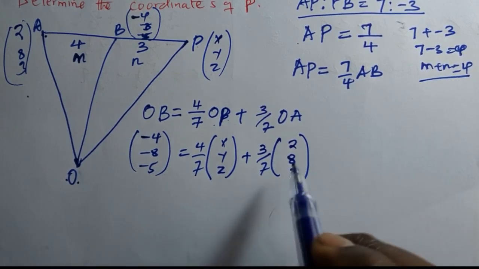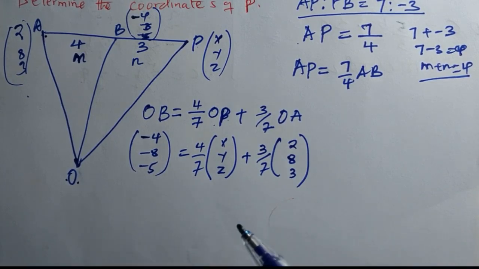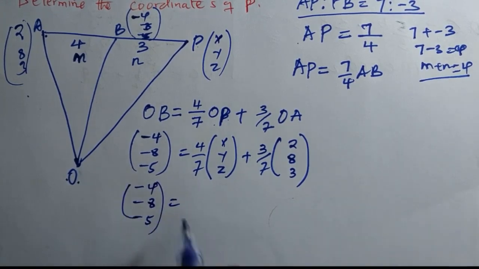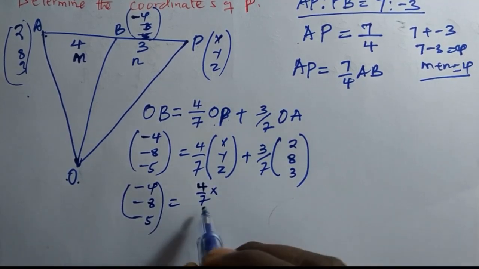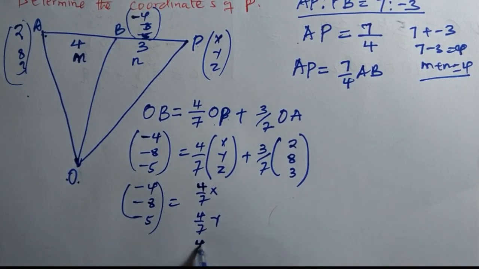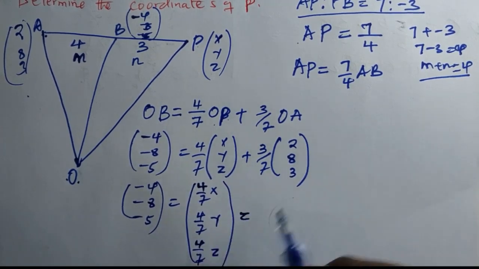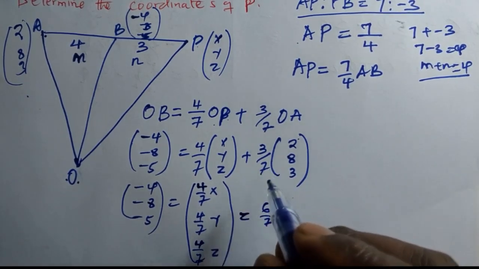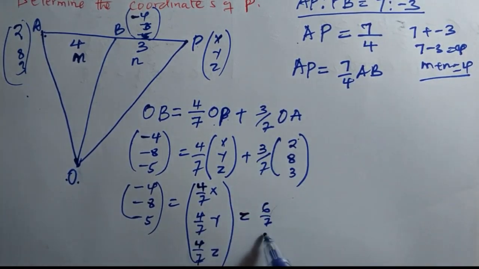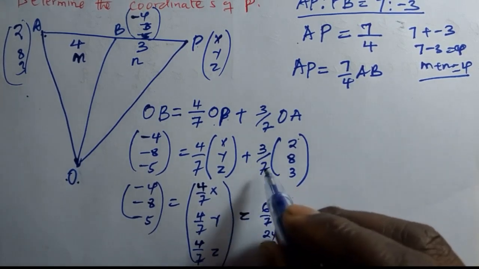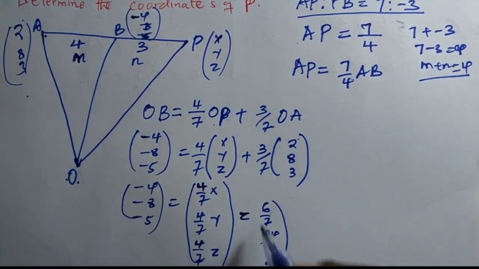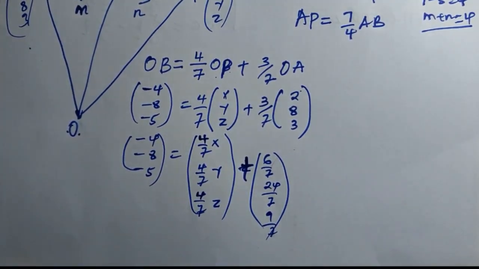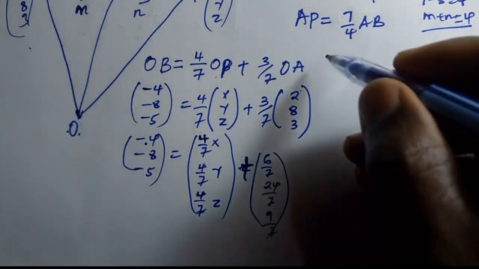Yes, so from here now, you can multiply and bring this one this side. You can do whichever way you want. So first, let's multiply this one. So it means -4, -8, -5 is equal to 4 over 7x, 4 over 7y, 4 over 7z, plus, let us multiply, 3 over 7 times 2 itakuwa 6 over 7, 3 over 7 times 8 itakuwa 24 over 7, 3 over 7 times 3 itakuwa 9 over 7. Inafaa kuwa plus. So inamaanisha this is equal to this plus this. So we can solve now each individually.